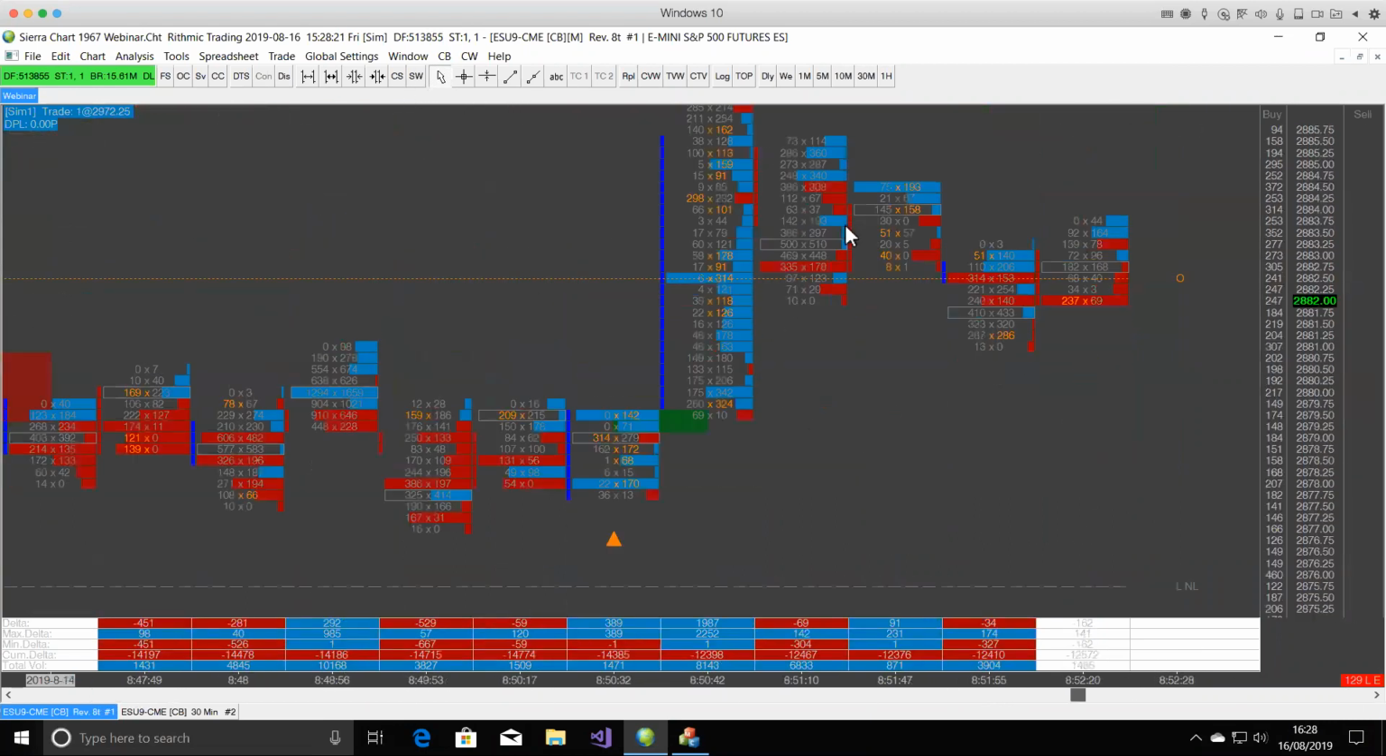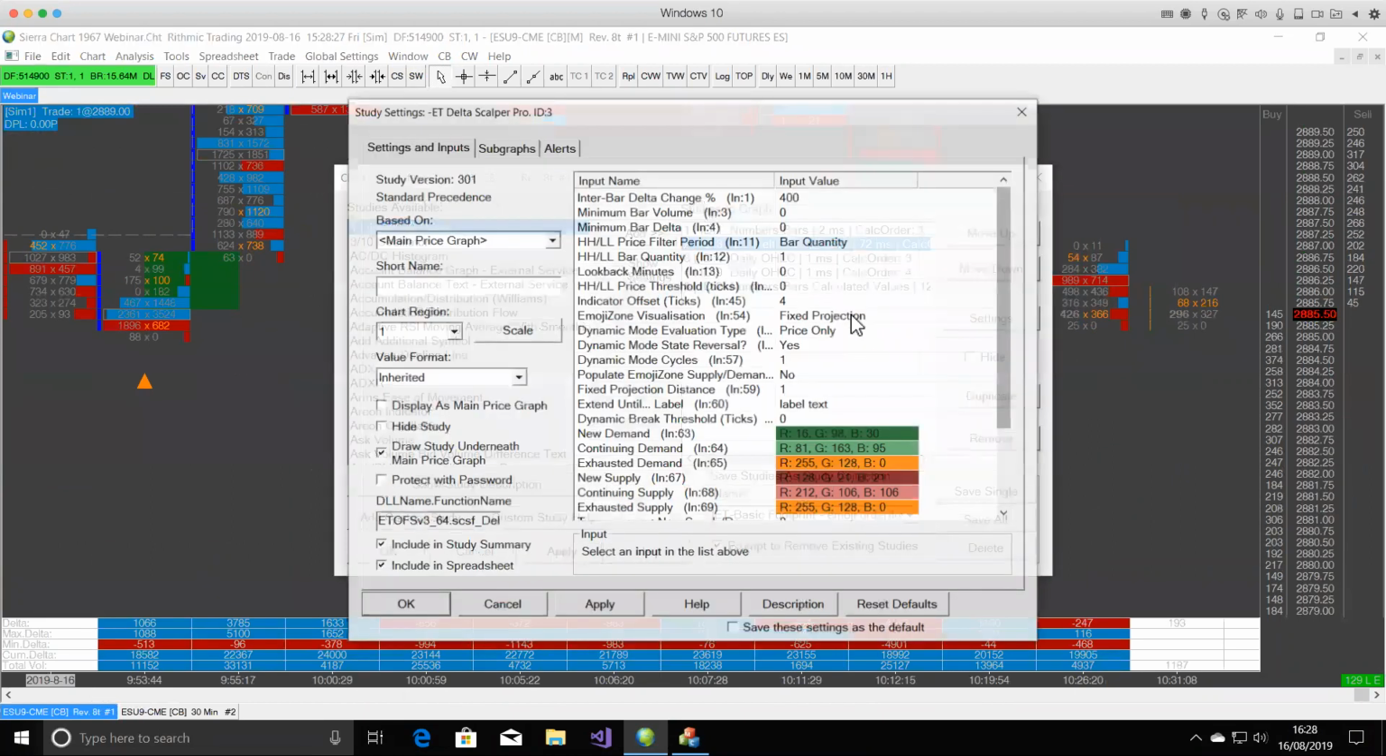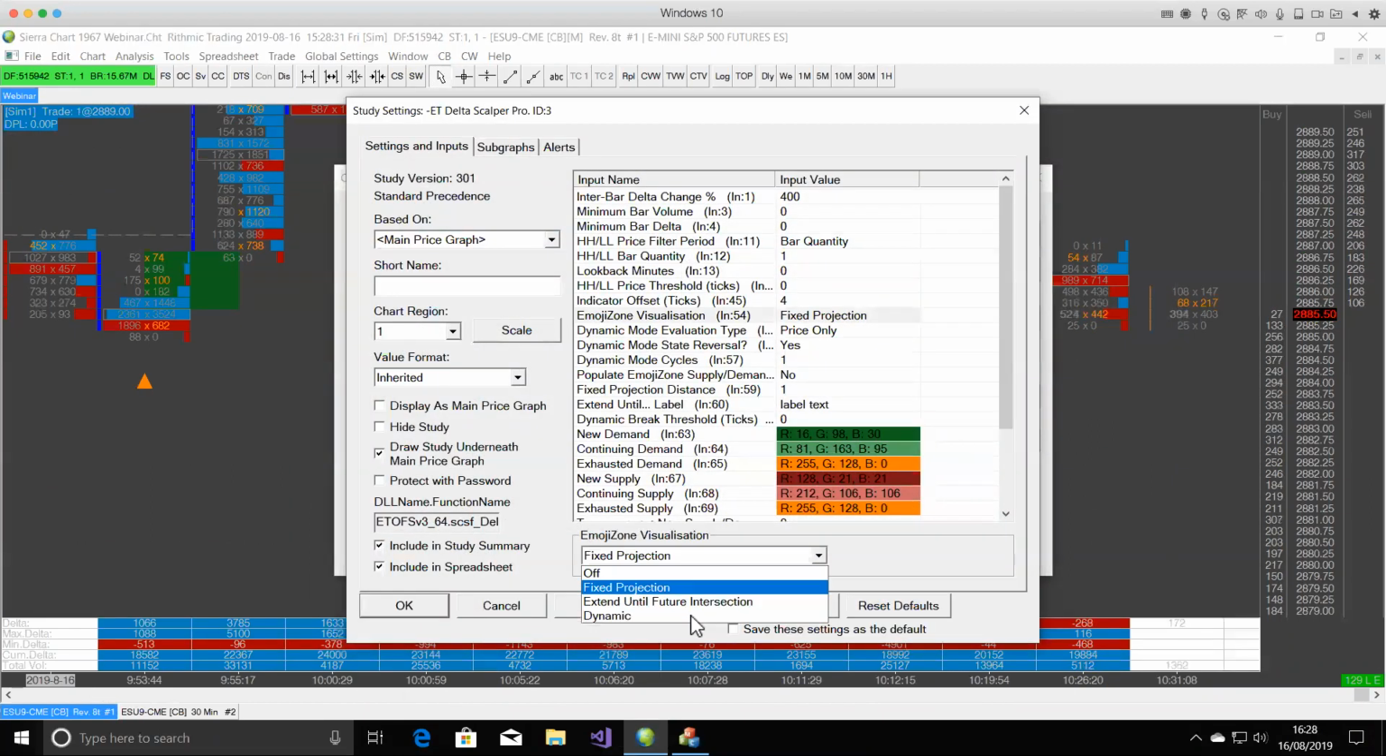As you would expect, we can turn these into cleverer emoji zones. We can use fixed projection, we can use dynamic mode. So you can start to use these levels in the same way as any other emoji indicator and have them as potential exit targets or entry to retracement, and start to qualify what is going on when we revisit these levels. We also have our look back filter, which we went through in our first webinar.